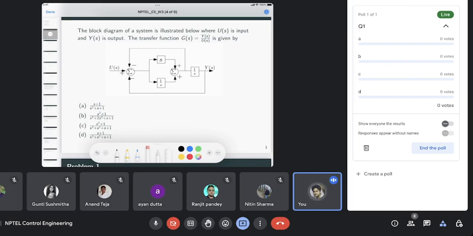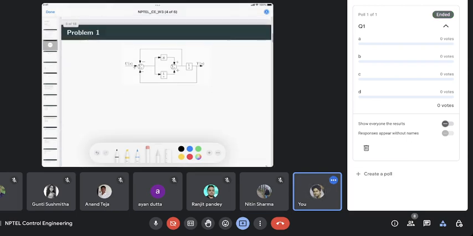I hope I'm audible also, right? Okay, you can answer through the poll. Okay, so then we'll discuss this. Ending this poll, and we'll discuss this problem.